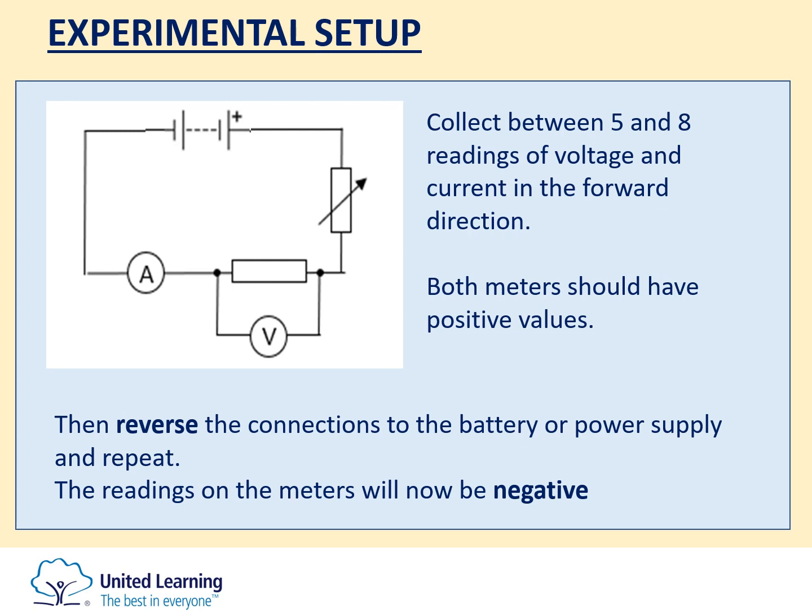You repeat this process for the filament lamp again, and you repeat this process for the diode. When you do the diode, just ensure that the voltmeter is only connected across the diode and not the additional resistor as well. From here, you would then be plotting graphs of these results, and you could be asked to identify components based on those graphs.